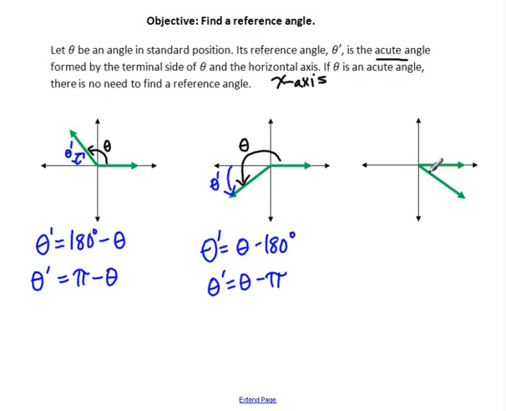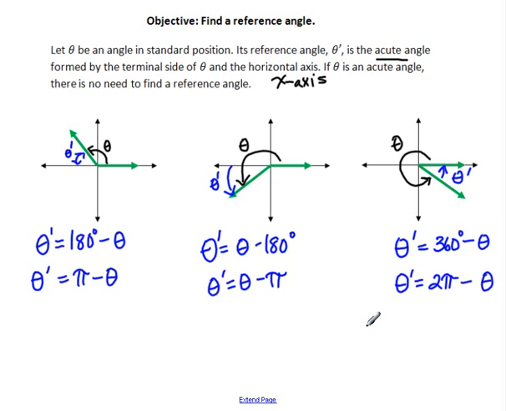Now what happens if we go around to the fourth quadrant? So we're looking at if the terminal side is in the second quadrant, the terminal side is in the third quadrant, now the terminal side is in the fourth quadrant. So if our angle theta is here, well, theta prime is again the acute angle formed by the terminal side and the horizontal axis. So our reference angle is going to be here. That's theta prime. Well, what is that in this case? It's how far we are from the full revolution of the circle, that is 360 degrees or 2 pi radians. So here we could define theta prime to be 360 degrees minus theta, or in terms of radians it would be 2 pi minus theta.